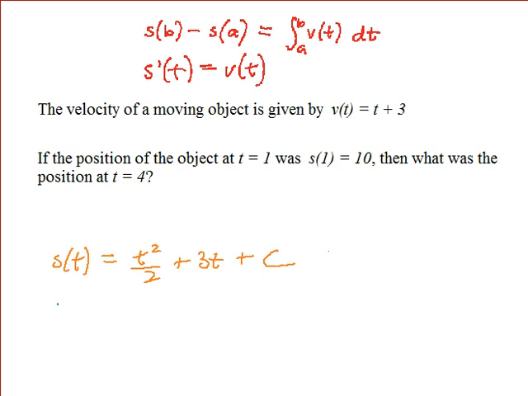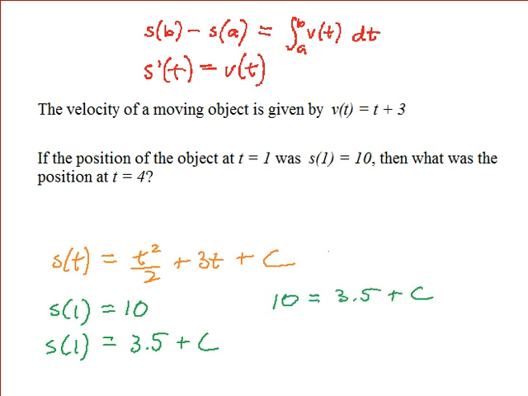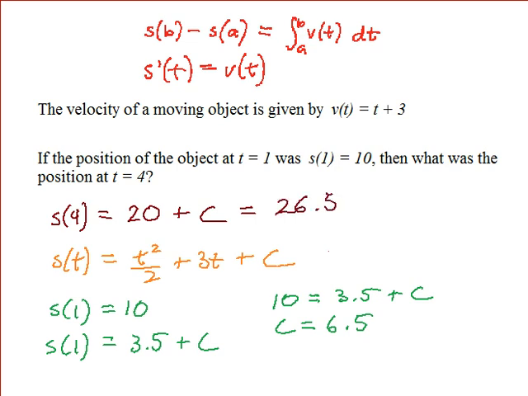We know that s of 1 is equal to 10. We also know that s of 1 is equal to 3.5 plus c. Therefore, we can solve for c. 10 is equal to 3.5 plus c, and the constant c gets assigned a value of 6.5. If we know the value of c, we can find s of 4 more directly. S of 4 is 20 plus c, which, when c equals 6.5, is 26.5 meters.